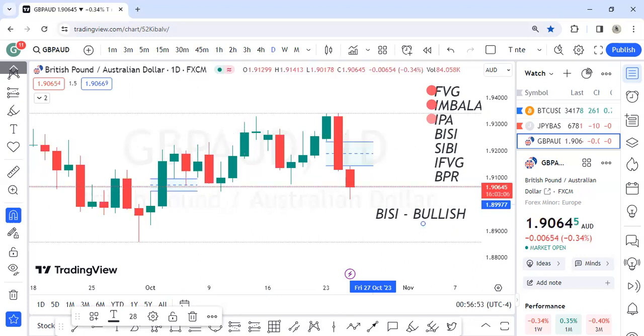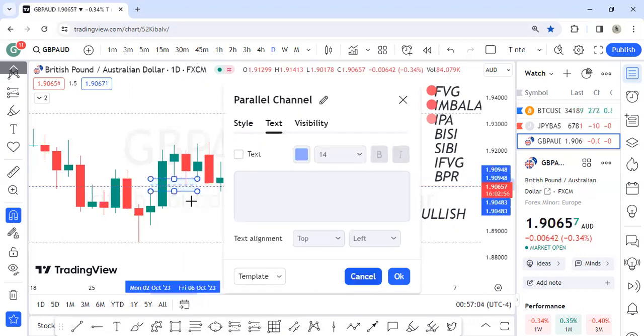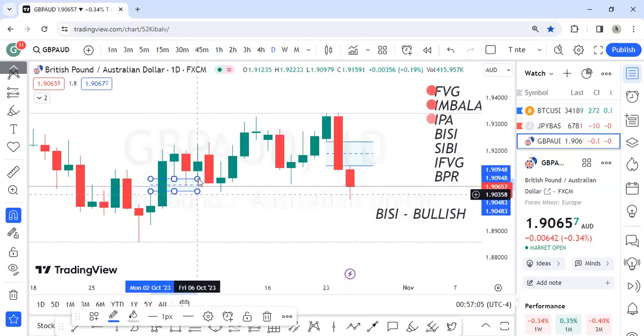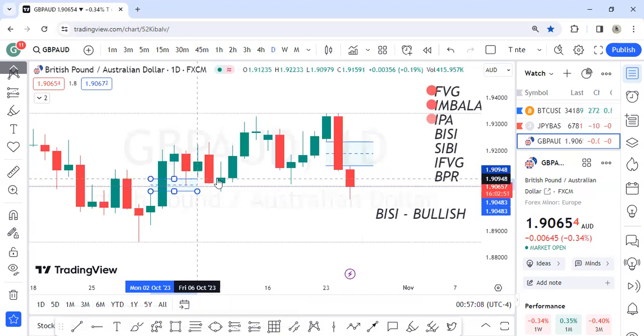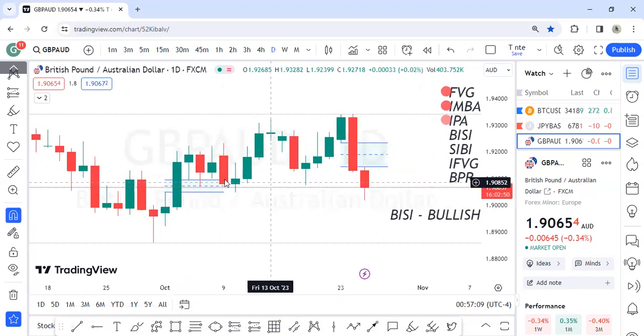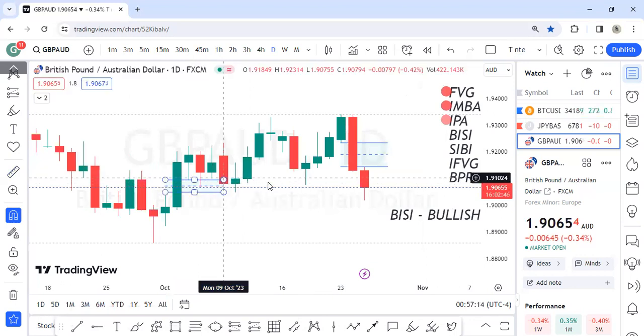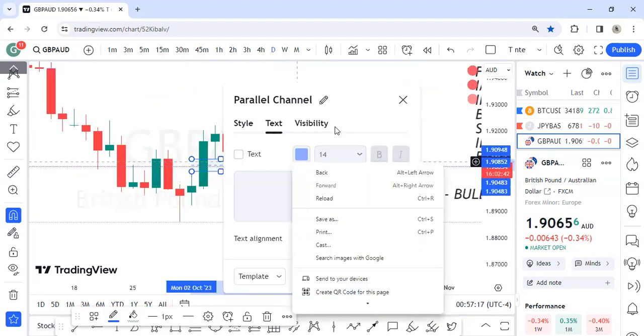And note this, an imbalance can be used several times. It's not only the first touch. The market can come to an imbalance, move away, and still come back again. Look what happens if you extend this to the future. An imbalance can be used several times, not just once. So I'm going to extend that to the future.